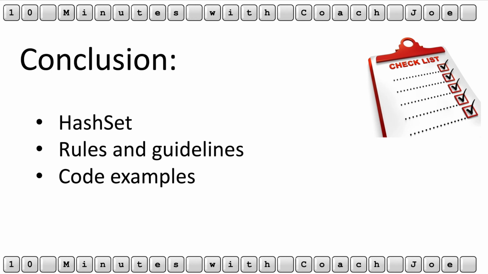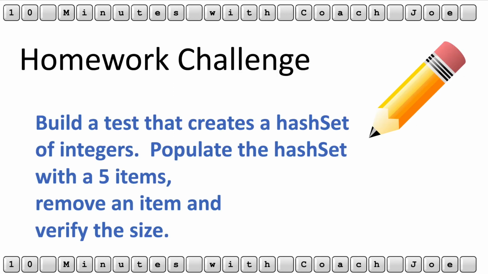You should now have an understanding of the hash set collection, including rules and guidelines. Several tests were written to show the syntax and features along with examples that illustrate many of the rules and guidelines. Finally, you should be aware that the hash set is one of several collection options to be used in specific situations. Your optional homework assignment is to build a test that creates a hash set of integers. Populate the hash set with 5 items, remove an item, and verify the size. In the next lesson, we'll cover the hash map collection.